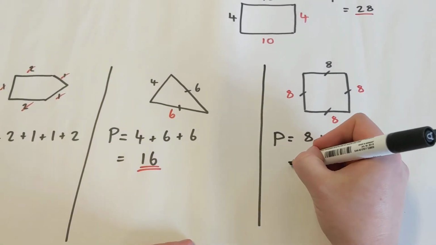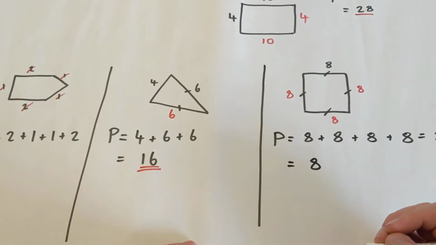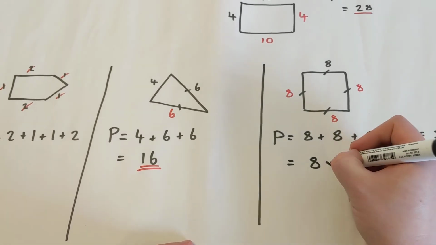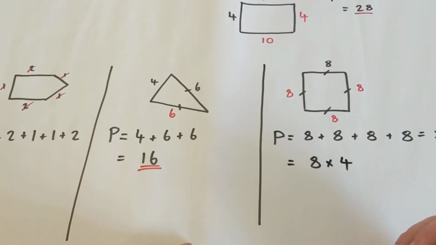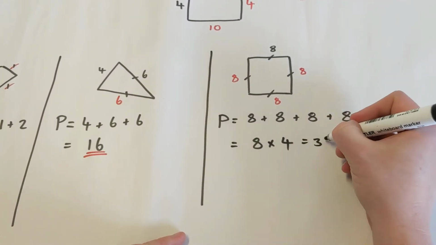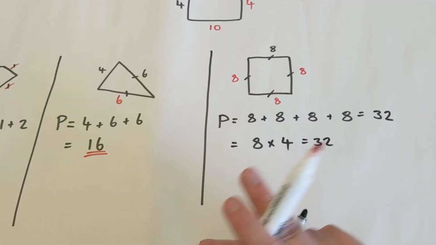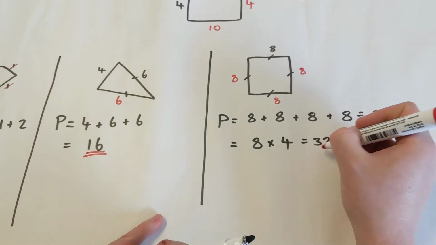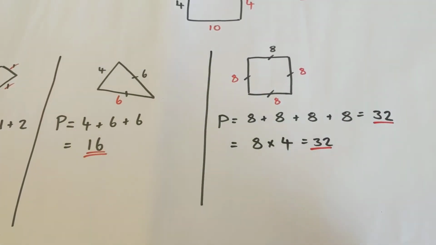But I could do that another way as well, couldn't I? The sides are 8 long, and I've got 4 of them, so I could do 8 times 4 instead. And that would give me 32. You see how both of these are the same? It's two different ways of doing the same thing. So, that's how we work out perimeter.